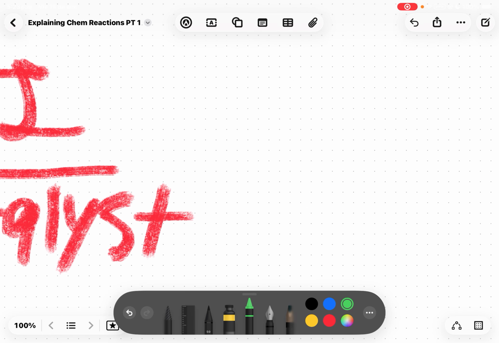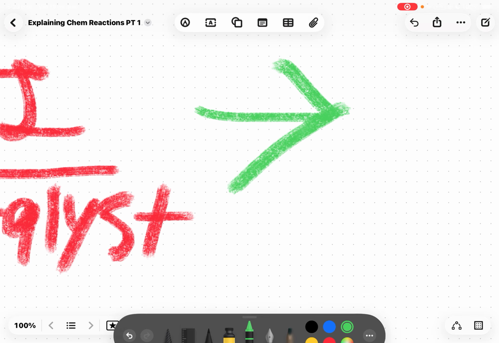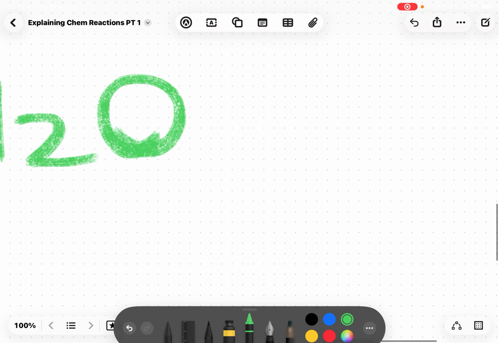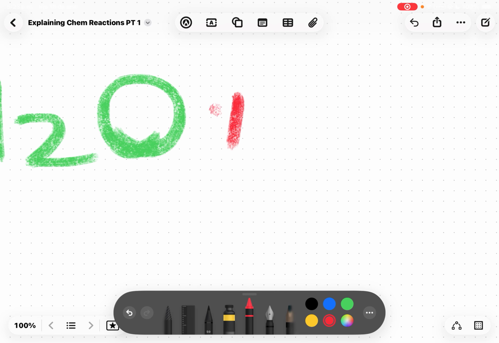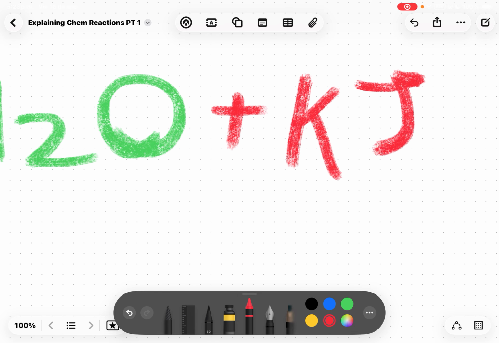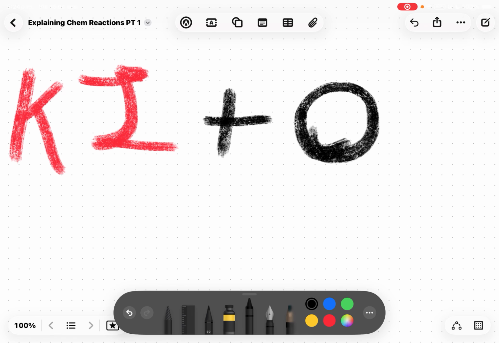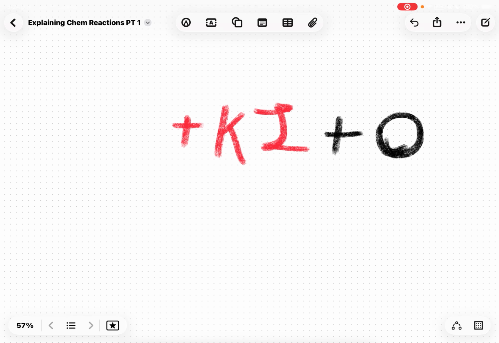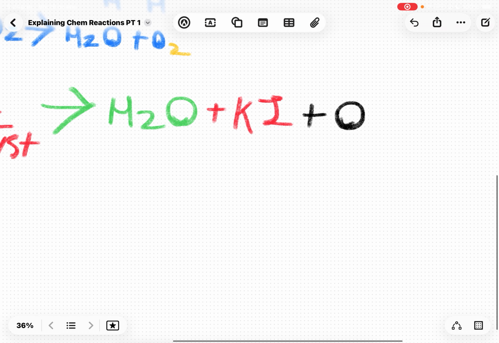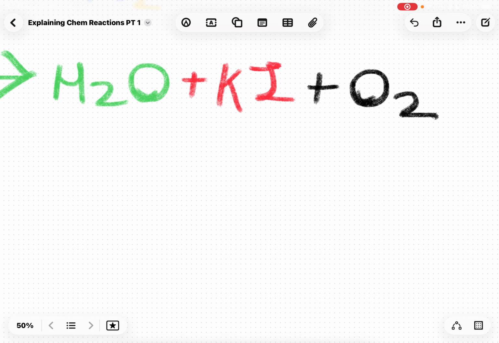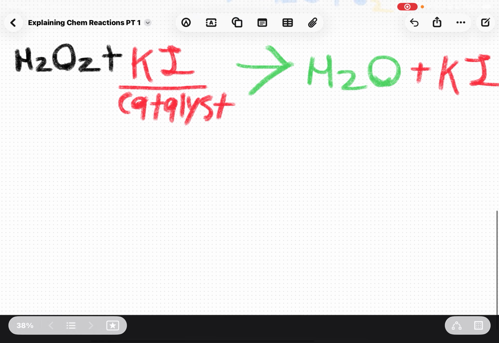Eventually, this will get us to this result, which is water, normal simple water, plus potassium iodine, plus oxygen. Alright? Now, I told you earlier that this actually should be 2. But I'll tell you why.